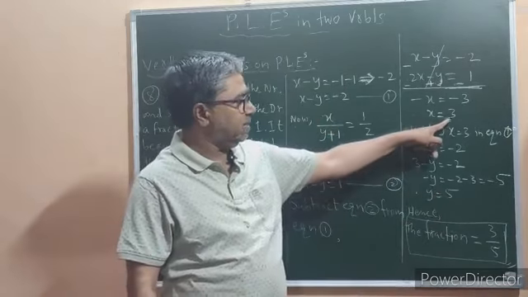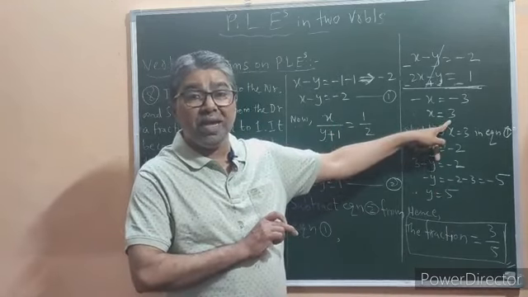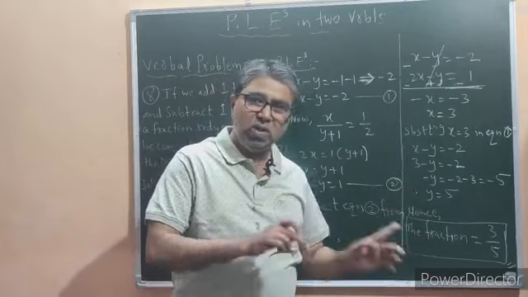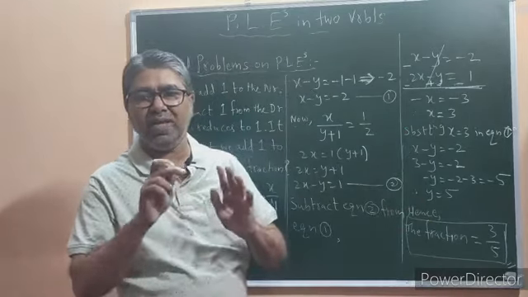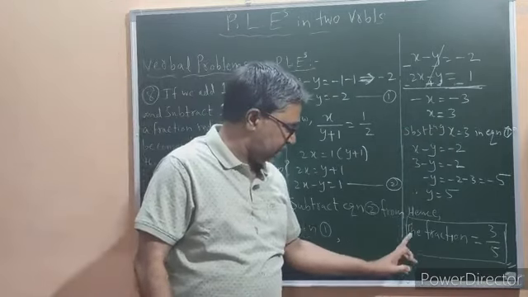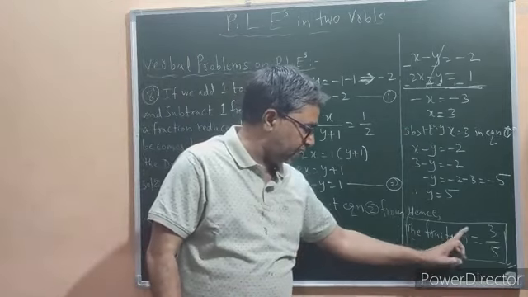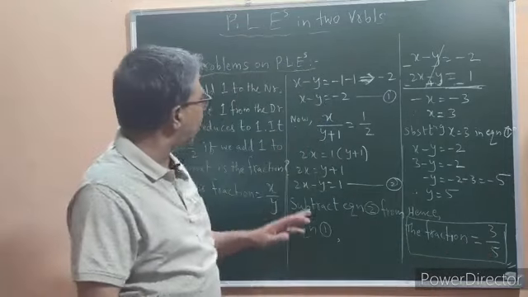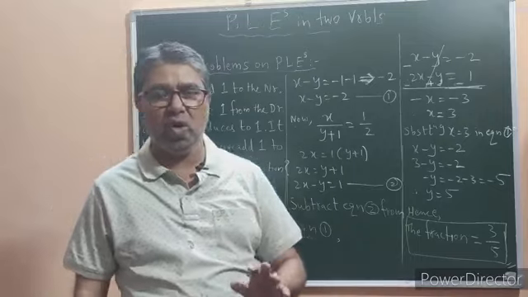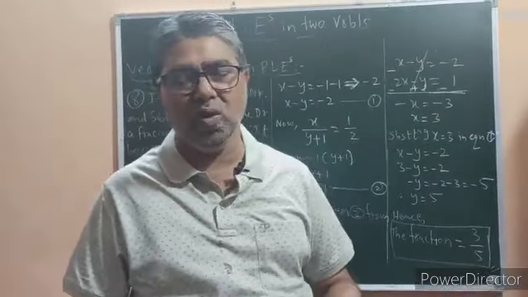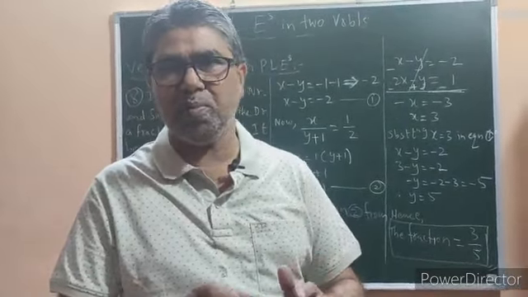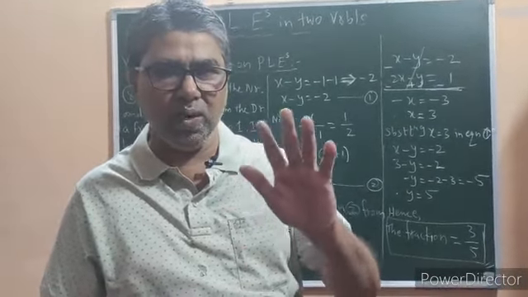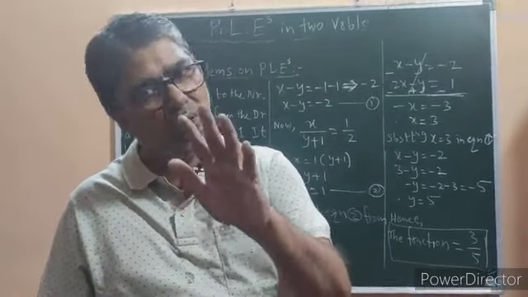The value of x is 3. This will be the numerator of the required fraction. The value of y is 5. This will be the denominator of the required fraction. Hence the required fraction will be 3 upon 5. This is how example number 8 is solved. So in our next video, let us solve few more examples of same type, that is verbal problems involving pair of linear equations in two variables.